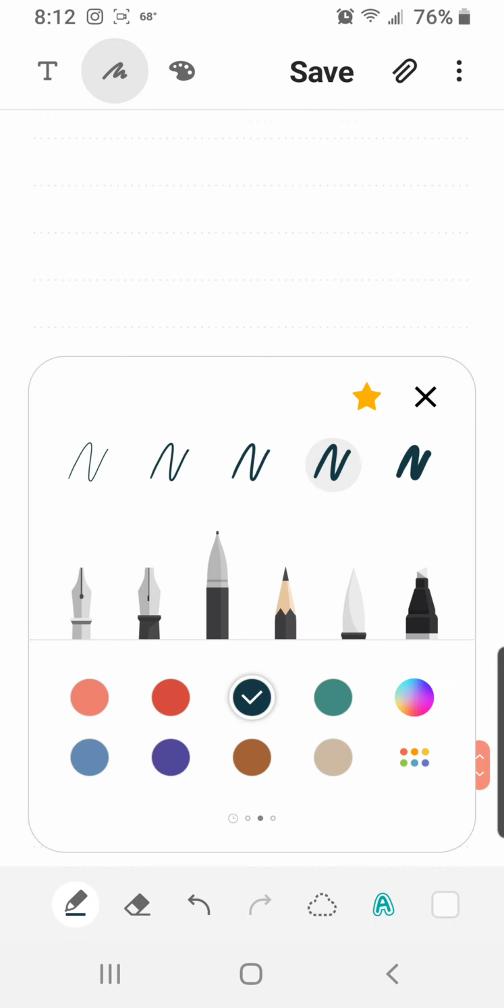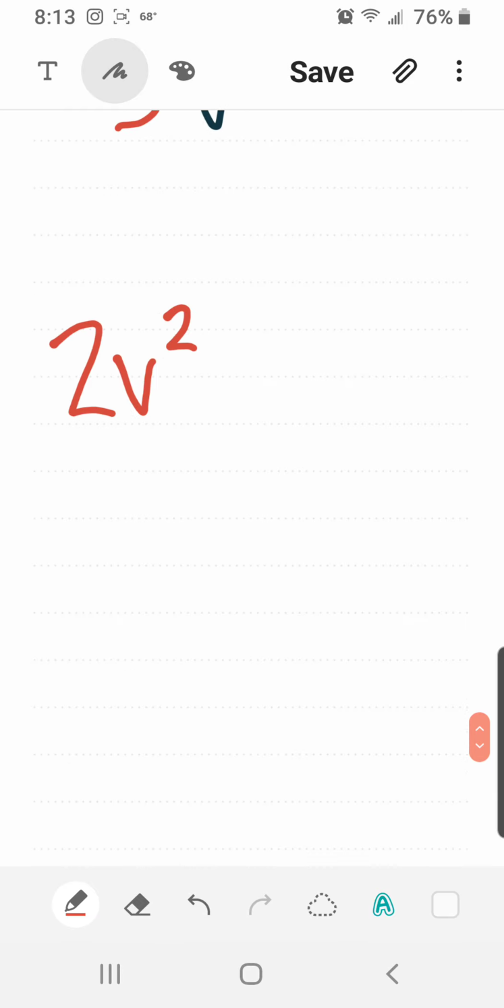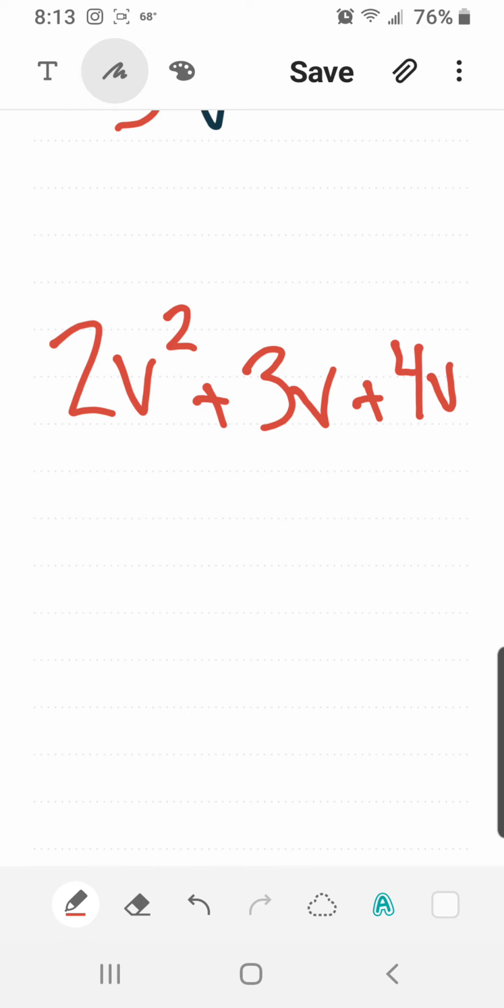So let me give another example. What if I have 2v squared plus 3v plus 4v squared. Ooh, little tricky. It's tricky for me to write is what's tricky. Okay, whatever. That's a squared right there. Let me erase that.